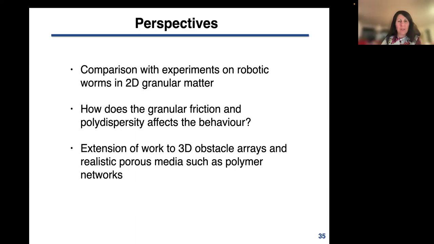So we are exploring the system a bit more. We hope at some point we can make these robotic worms into 2D granular matter, which is closer to the simulation setting. And of course, in reality, it's interesting to look at the effect of friction, because we ignored it, and also polydispersity of grains, which is the case of real soil. And as a bigger perspective, as I told, real active filaments in porous media have a much more complex setting. It's 3D. There is this sort of entangled polymer network. So we hope that we can go in that direction in the future.